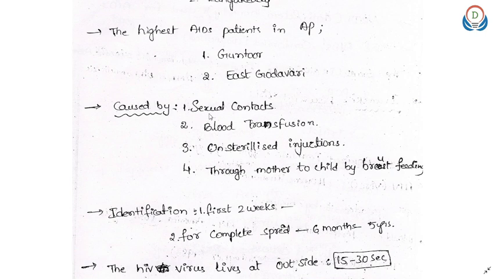How do we get AIDS? By sexual contact and blood transfusion, through unsterilized injections, and from mother to child. By breastfeeding, mother to child, we also get AIDS.